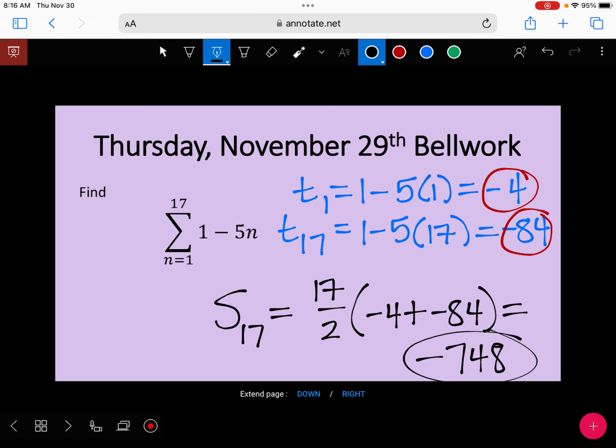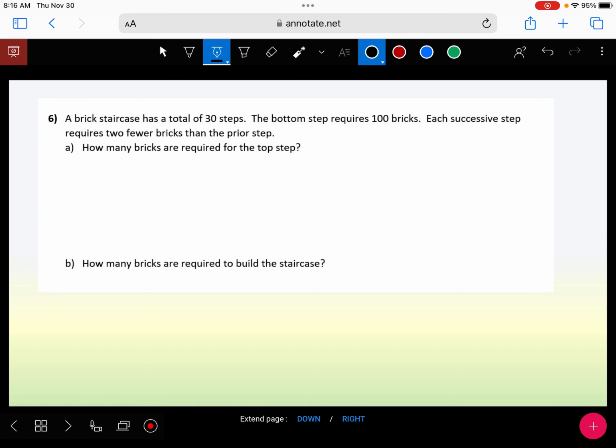All right. Let's go to our notes. I am skipping one question. I'm skipping over 5. We may come back to it at a later date. But right now, I want you to read number 6. This is an example of a word problem you may see on the quiz.